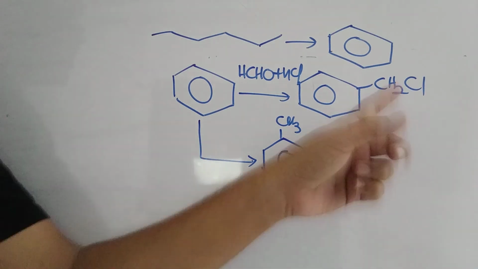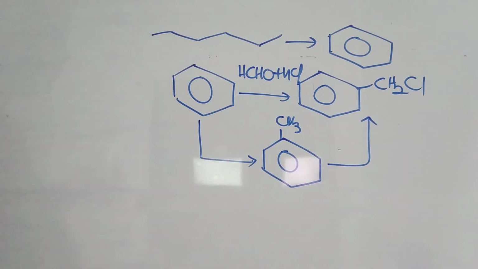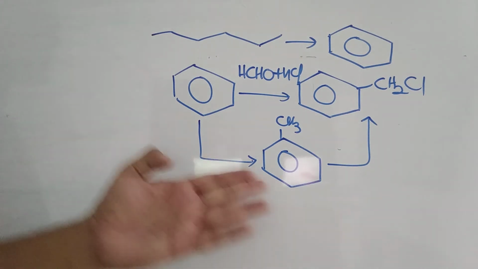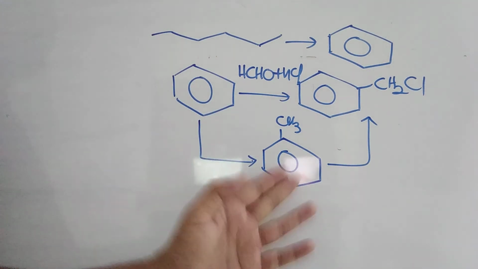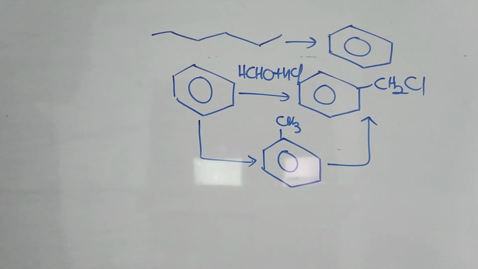Here in this case we are getting many other products, but when you are using HCHO and HCl in the presence of ZnCl2 or AlCl3, a Lewis acid, then you will get the direct CH2Cl. This is also fine. Toluene you can prepare and from that again you can get it.